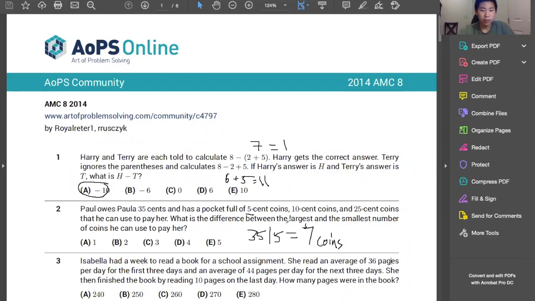And if we want to minimize the number of coins, we'll start with a 25-cent coin. Then because we can't have any more 25-cent coins, we go to a 10-cent coin next. That would be 2 coins, right? And then 7 coins minus 2 coins is 5 coins. So the difference is 5.